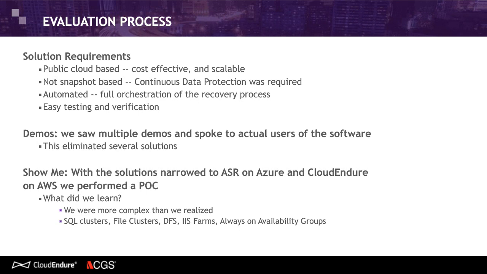With that, we embarked on the journey and we had demos from pretty much every provider out there. This allowed us to eliminate some solutions right off the bat. After we got past the demos, we asked people to show their solutions. When we asked people to show their solutions, we were narrowed down to Azure Site Recovery and CloudEndure on AWS. When we got down to these two different solutions, we decided it was time for a POC. We asked both vendors for licenses and acceptance to do a POC, and we began the process.